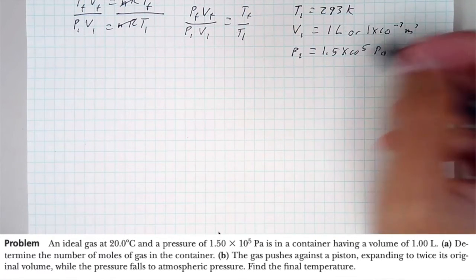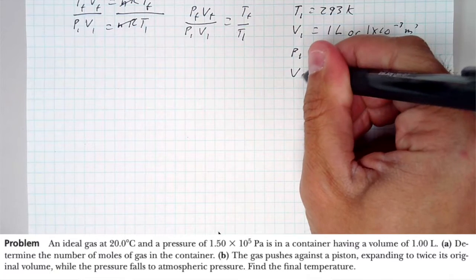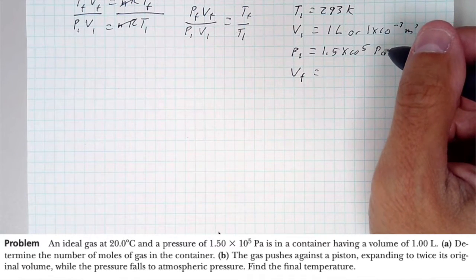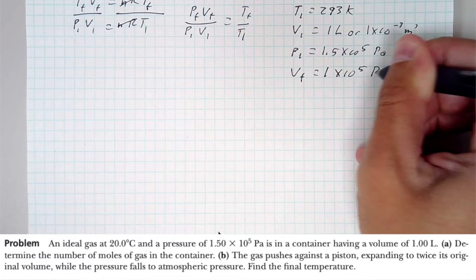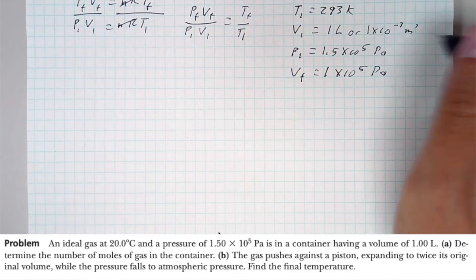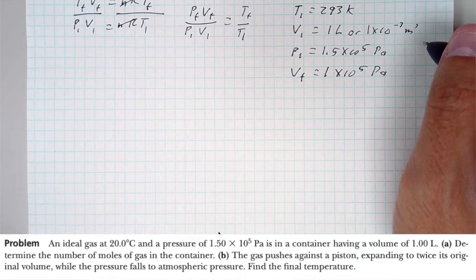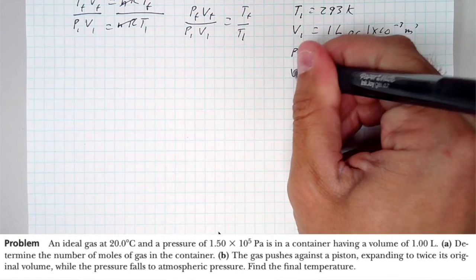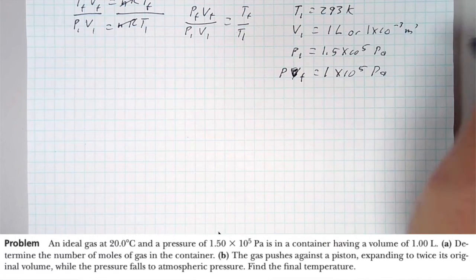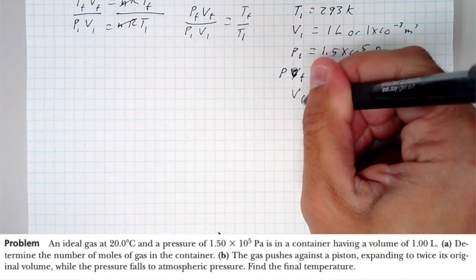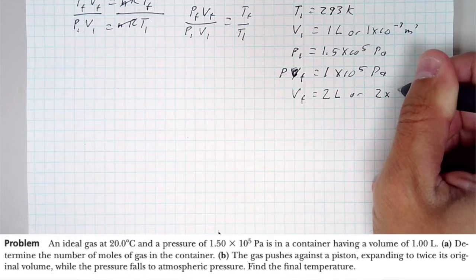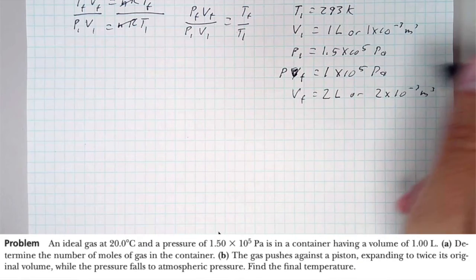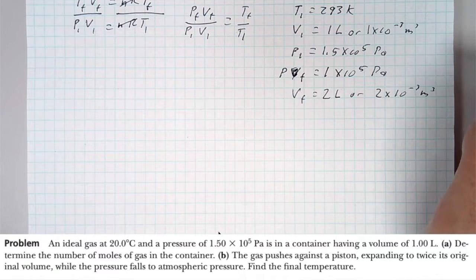We don't know what T final is, that's what we're looking for, but we know that our pressure final is atmospheric pressure, so it's going to be 1 times 10 to the 5th pascals, or 1.01, it's roughly the same. And then we also know that our V final is equal to 2 liters, or 2 times 10 to the negative 3rd meters cubed. Although for this one, you can leave it in liters because you'll see why in a moment.